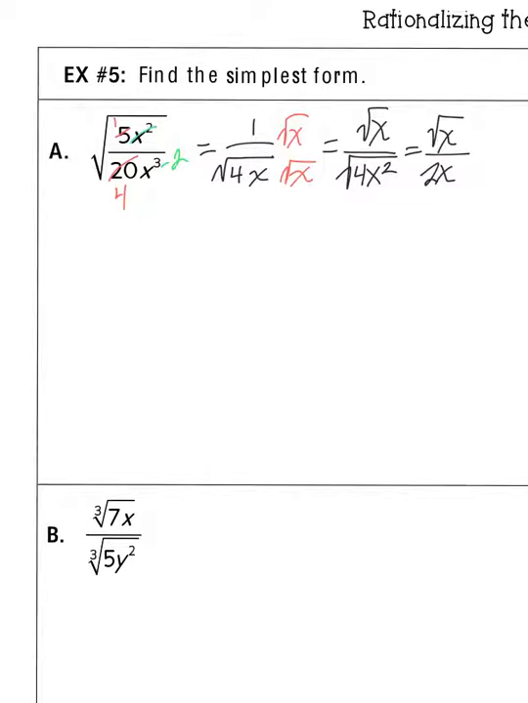Now, theoretically, because I just took the square root, an even root, and the x is an odd power, I should put this in absolute values. And so this becomes your final answer. Let's look at B.